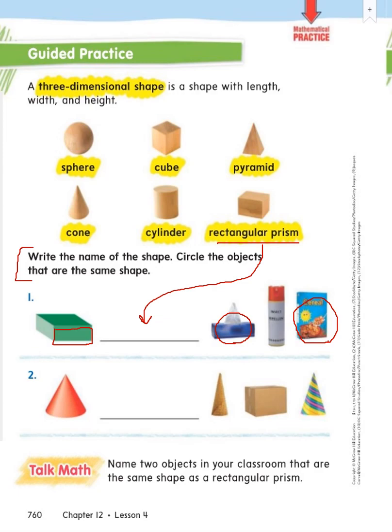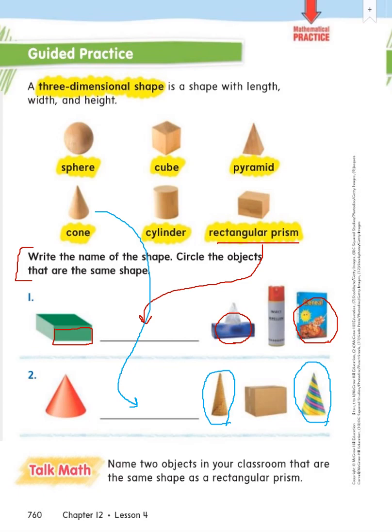For number 2, what shape is that? Hopefully, you said it was a cone. You would write that right there. Okay, and we've got 3 objects to the right, and this one is a cone, and so is the birthday hat. Okay, the ice cream cone and the birthday hat. Okay, these shapes are everywhere.